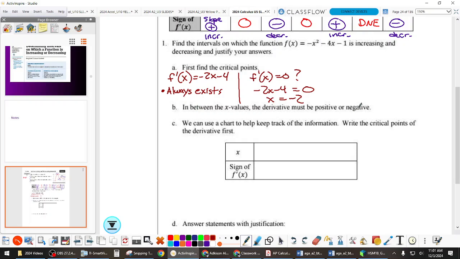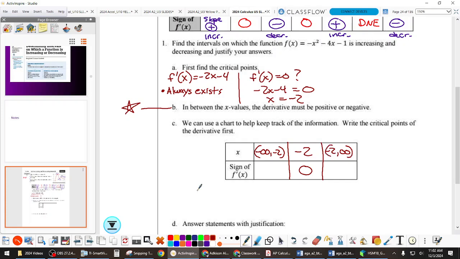This is really a statement, nothing to do, but it's important that in between those, in this case on either side, it has to be positive or negative. So let's divide this up into 3 sections, because we know we have one at negative 2. Our slope there is 0, since that's a critical point. The derivative does exist there. So from the left and to the right.